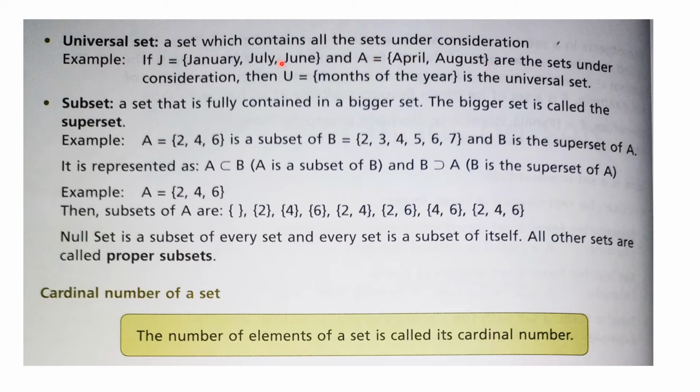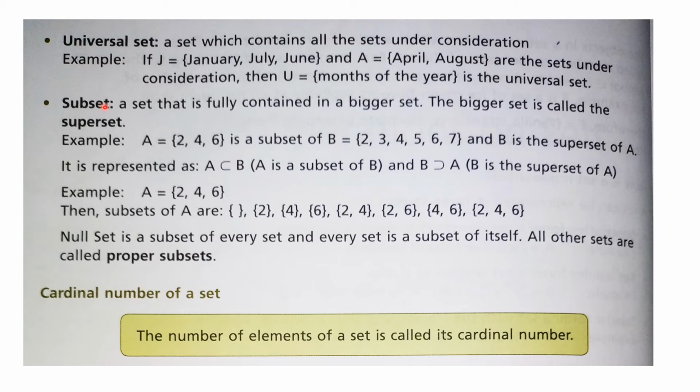Universal set would be the names of months in a year, because these two sets have months' names as elements. So the universal set will be the names of months. That is what is meant by under consideration: a set which contains all the sets under consideration means any sets that contain names of months will come in the universal set.